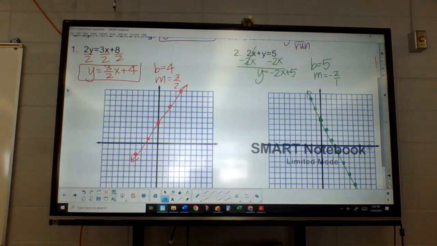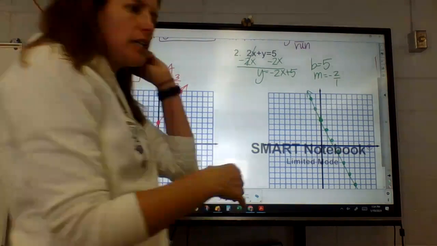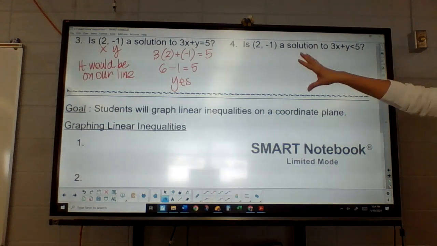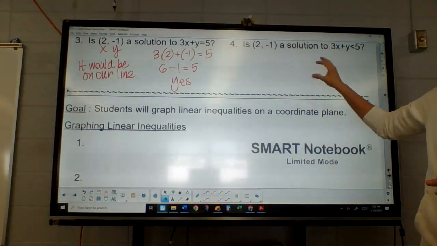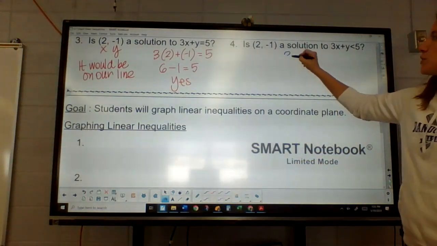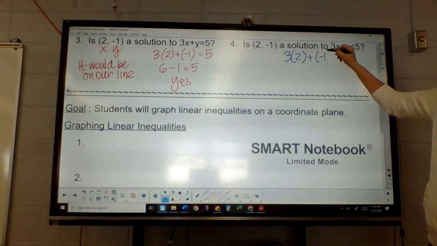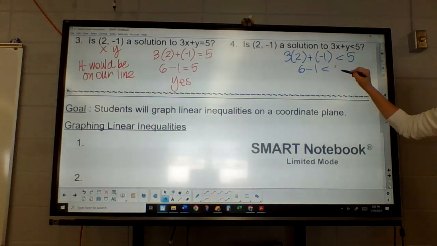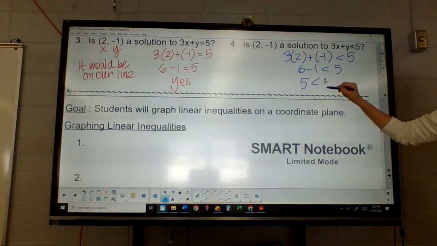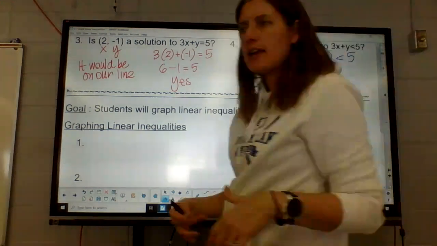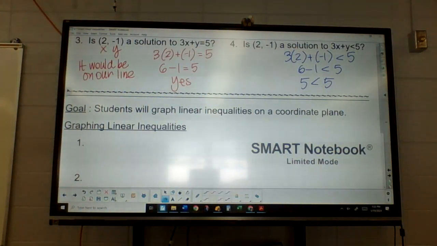Okay, so going to our inequality. We have this equation, it worked there. When we try to put it as an inequality, I'm hoping you'll notice something. I give 3 times 2 plus a negative 1. We're saying, is that less than 5? So we get 6 minus 1, is that less than 5? Is 5 less than 5? Kind of a weird question. Is 5 less than 5? No, they're equal.